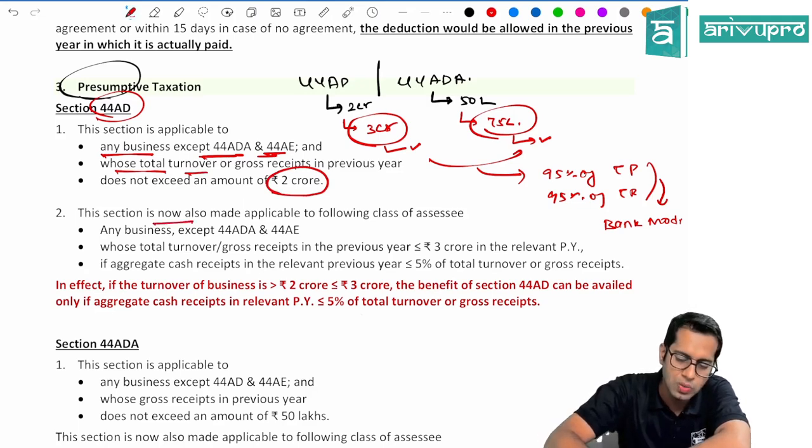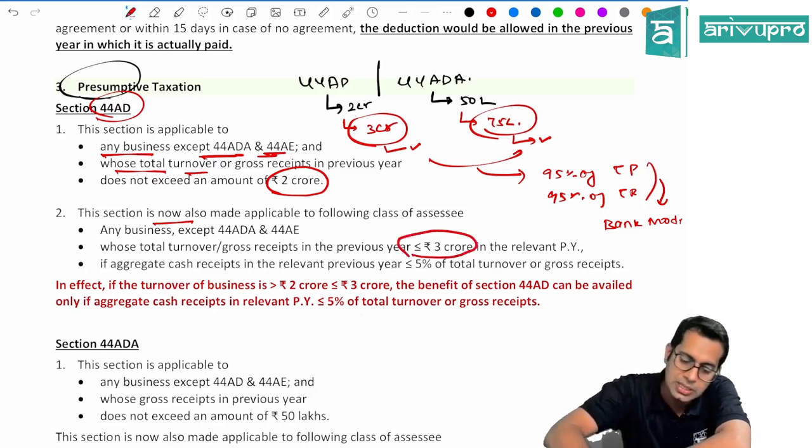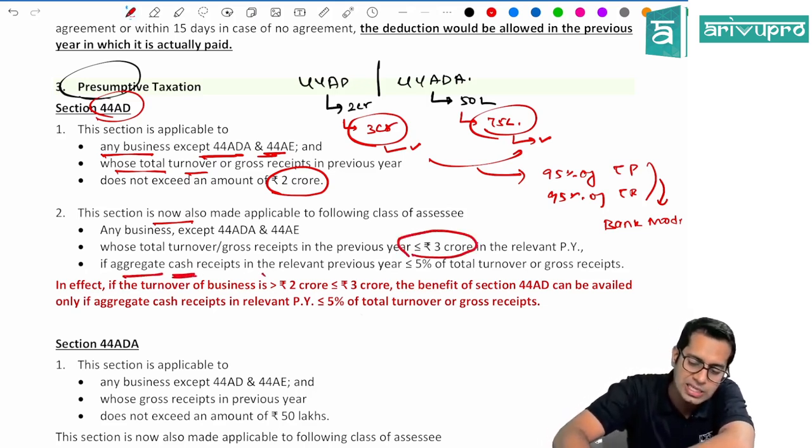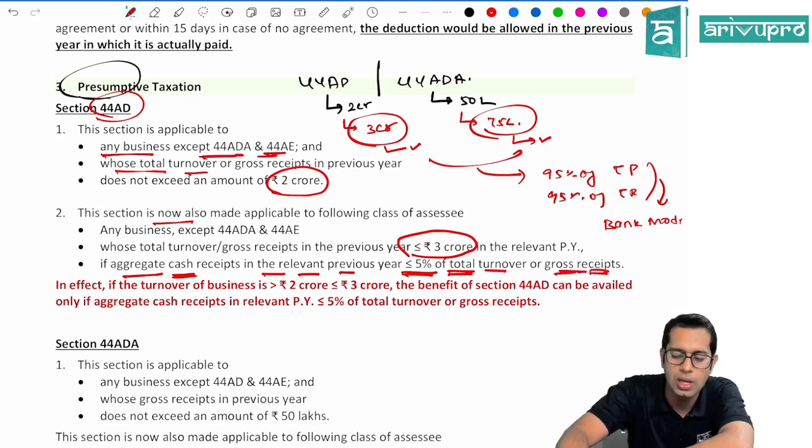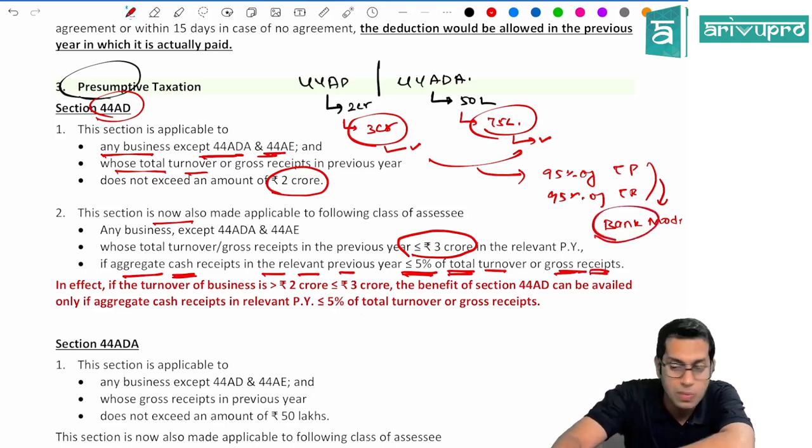This section is now also made applicable to those people whose total turnover is up to 3 crore rupees if the aggregate of cash receipts in the relevant previous year is less than or equal to 5% of total receipts or total turnover. Meaning, what are they telling? Normally everything should be in banking modes. Can it be in cash, sir? Yes, it can be in cash.